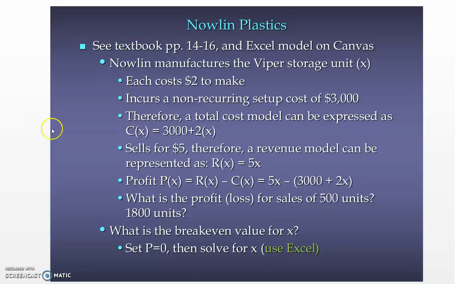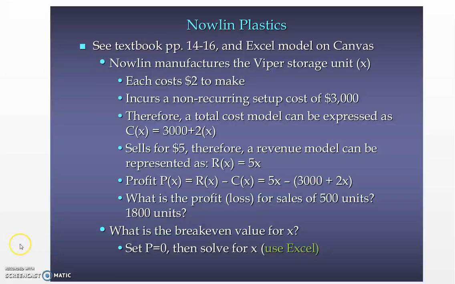If it sells for $5, a revenue model can be set up as 5 times X. However many X's you make, you can realize a revenue of 5 times X. So your profit is a pretty simple expression as well. It's, of course, our revenues minus our costs. Again, note the parenthetical capture of the expression for cost. So if I say to you, what's the profit or loss for sales of 500 units or 1,800 units? What's the break-even value? Take a look at the model that I have on Excel, and you'll see how to do that.